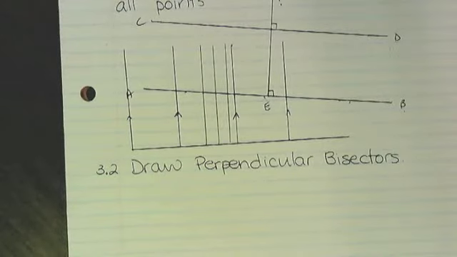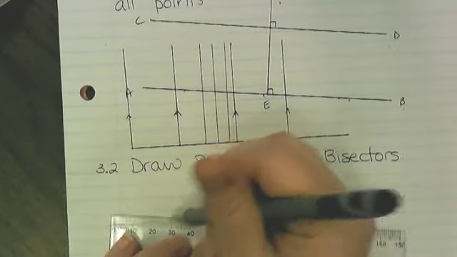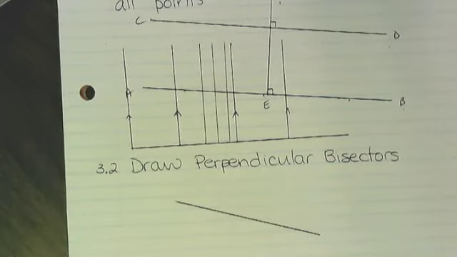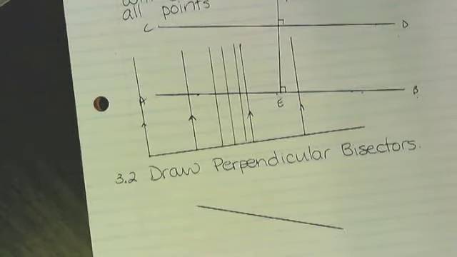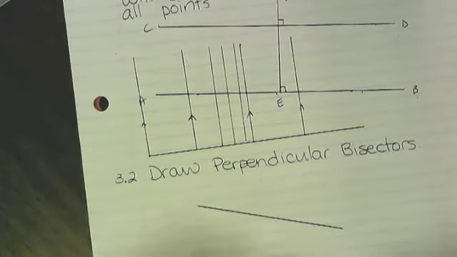3.2 is about drawing perpendicular bisectors. We covered one of these ways when we were doing parallel and perpendicular lines. One way is to simply draw a line, and I'm going to do it kind of diagonal because I want you to see that it has to be a perfectly straight line, but it doesn't have to be parallel to the bottom of the page. Find a point in the middle, or measure the line, find the point in the middle.